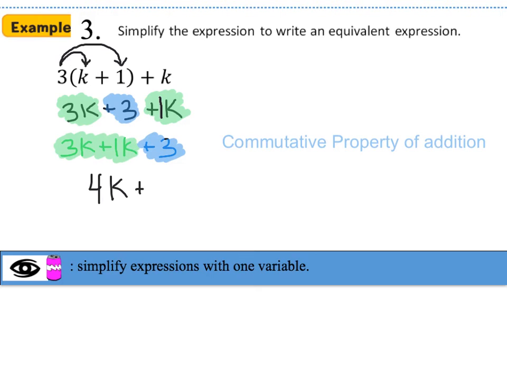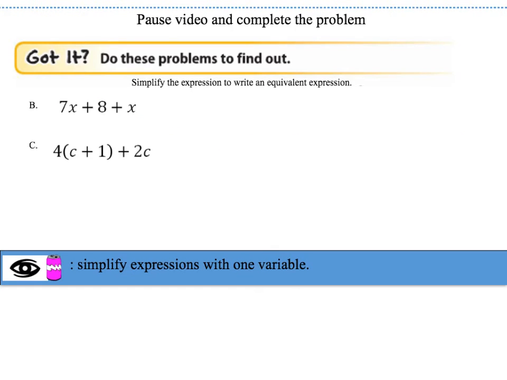And I can just drop down the plus 3 because that cannot be combined with it because there are no variables there. So please know that this cannot be simplified further. And this is equal to the original problem. Those are two equivalent expressions. So go ahead and pause the video and complete these Got It problems, and we'll discuss these answers in class tomorrow. Notice this slide has two Got It problems, Got It problem B and Got It problem C.